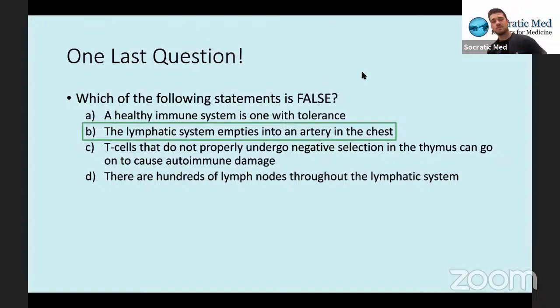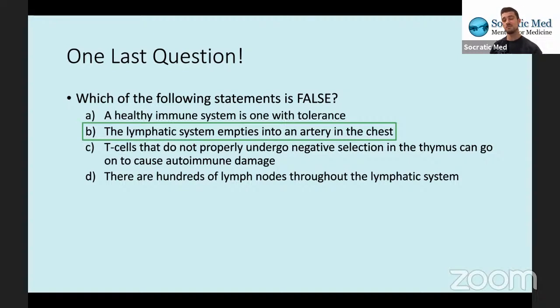So which of the following statements is false? We can go through it. A: a healthy immune system is one with tolerance. That is correct. Like we just discussed before, tolerance is our immune system's ability to ignore our natural cells. It's the ability to not induce autoimmunity, only target foreign cells. So that would be true. C is T cells that do not properly undergo negative selection in the thymus can go on to cause autoimmune damage, which is true because, again, negative selection protects against autoimmune damage.